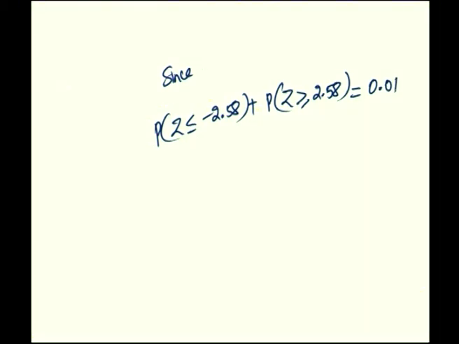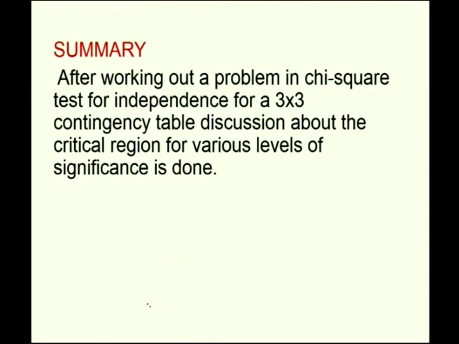We have determined the critical regions corresponding to the levels of significance 5% and 1%. Now, after working out a problem in chi-square test for independence for a 3 cross 3 contingency table, a discussion about the critical region for various levels of significance, in the sense frequently utilized levels of significance 5% and 1%, we found out the critical regions. So, the discussion about the critical region for the two levels of significance, 5% and 1%, is done in this session.